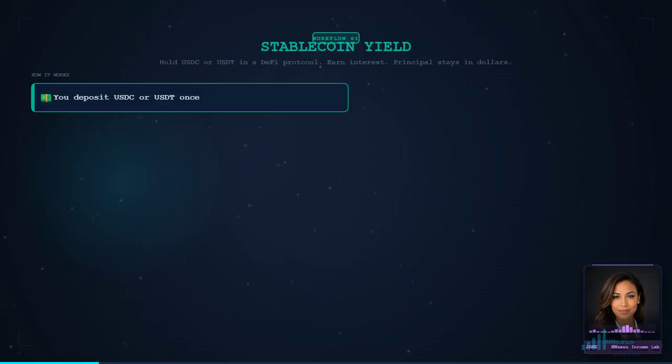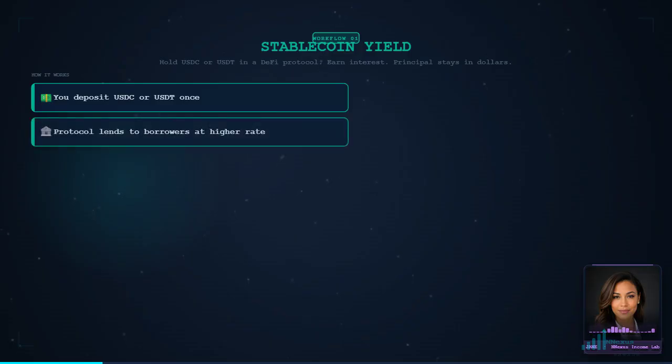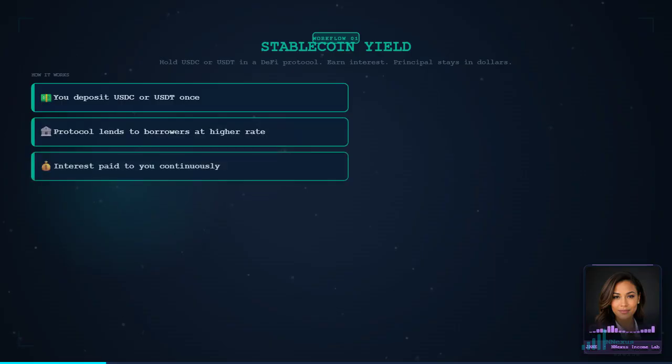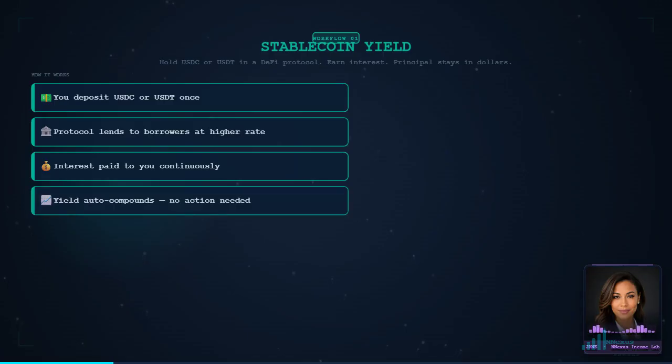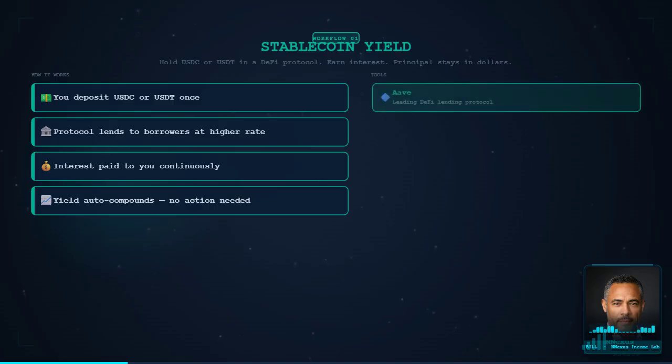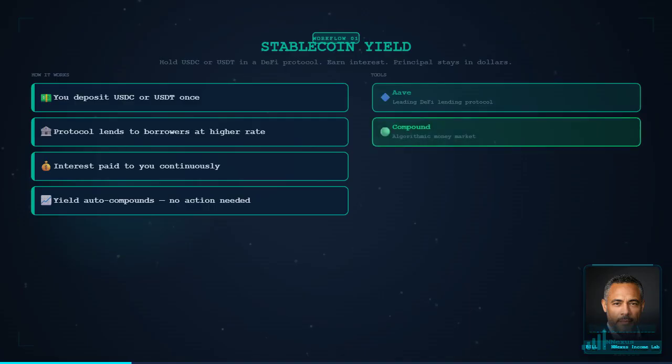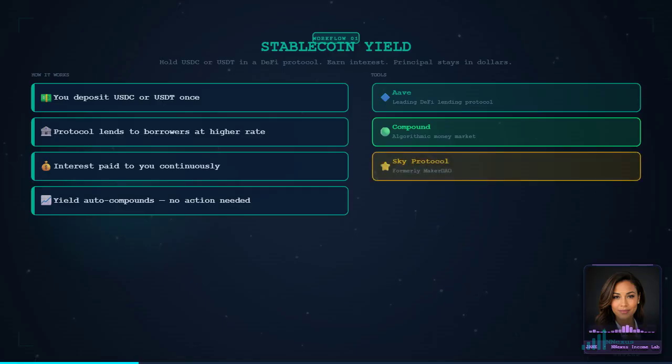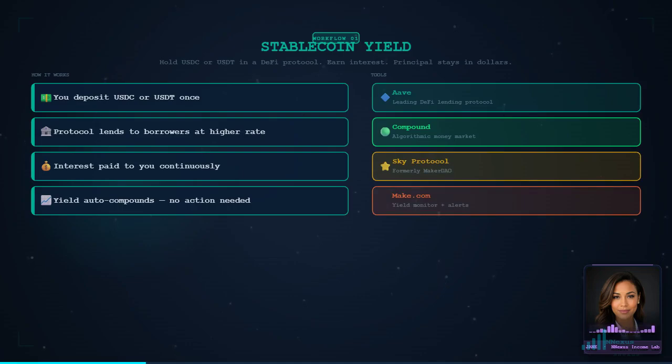Workflow 1. Stablecoin yield. You hold a dollar-pegged stablecoin, USDC or USDT, in a DeFi protocol that pays you interest for providing liquidity to the platform. The yield comes from borrowers who pay interest to borrow stablecoins for leverage or arbitrage. You are the lender. The protocol is the intermediary. Your principal stays in dollars. Platforms Aave, Compound, and Sky Protocol, formerly MakerDAO, are the most established. Current yield range: 3 to 12% annually, depending on platform and market conditions.